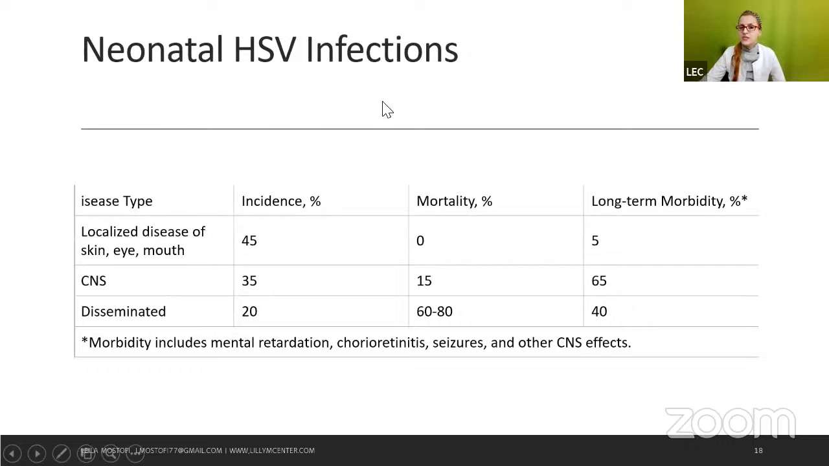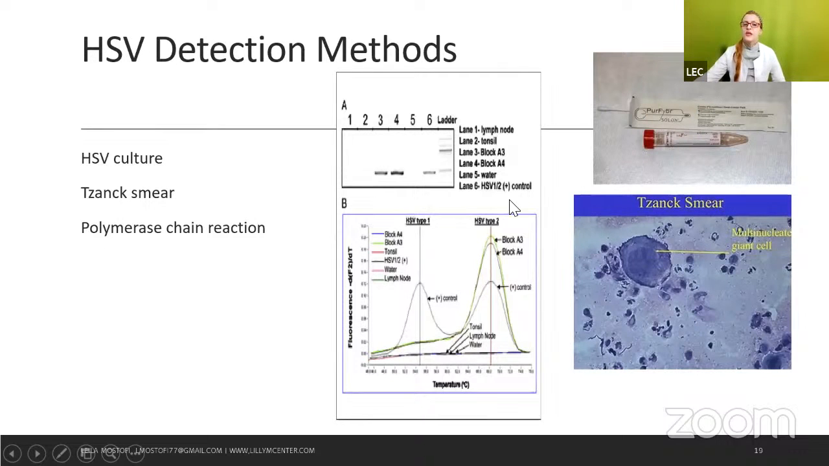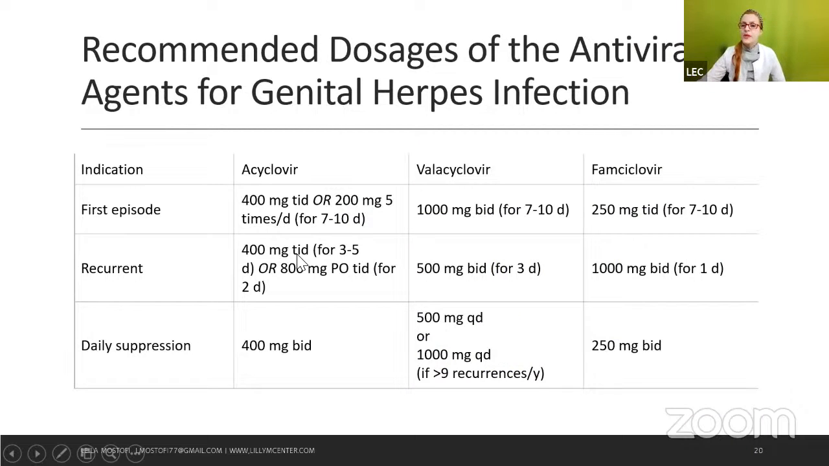As you see, neonatal HSV infection has a high mortality and morbidity rate in infants. The way we want to detect it is through HSV culture, Tzanck smear, and polymerase chain reaction. The recommended dose of antiviral agents for genital herpes infection, as you see, involves different therapies, and each is administered differently in different phases.